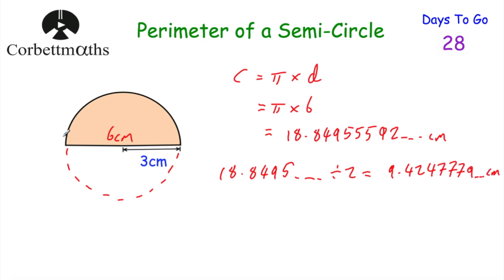So that's fantastic. We've now found the length of this arc. So we've found the distance from here all the way around to the other side here. That distance would be 9.42477779 and so on centimeters.